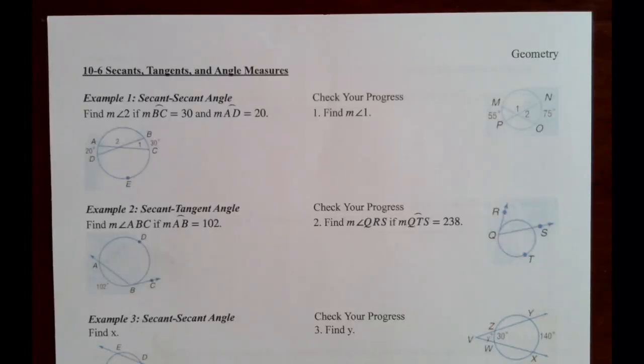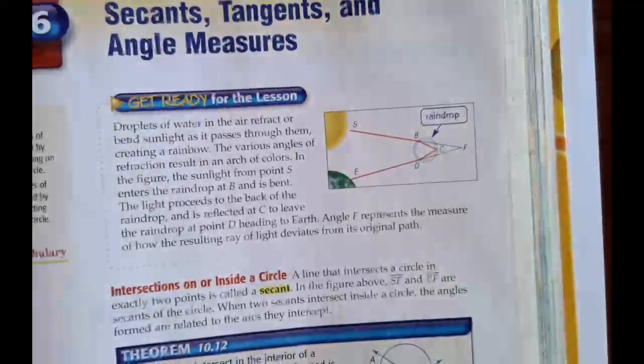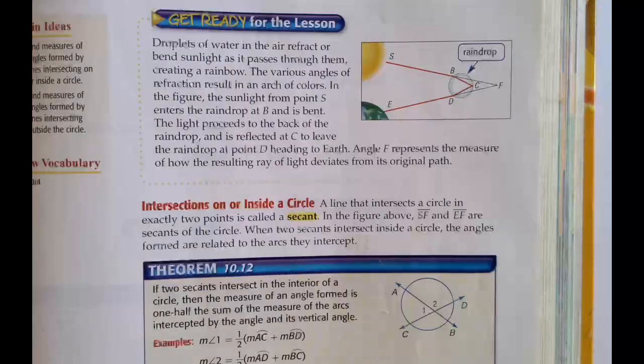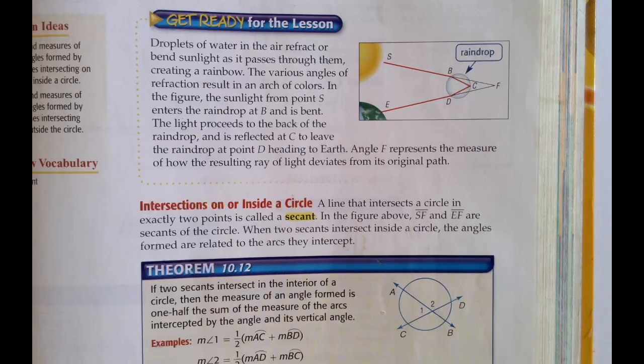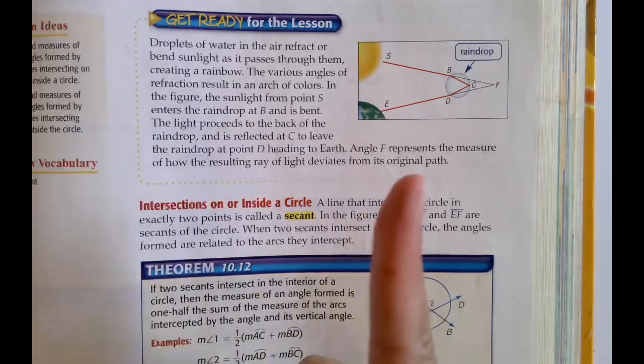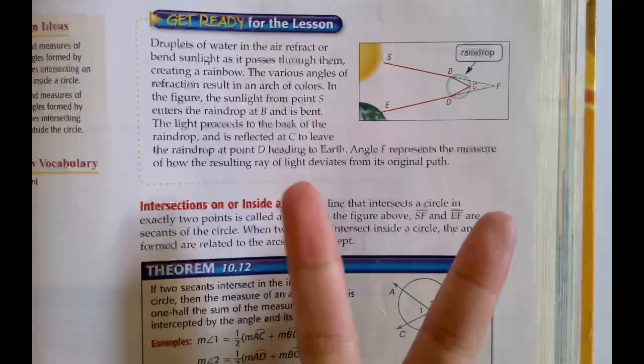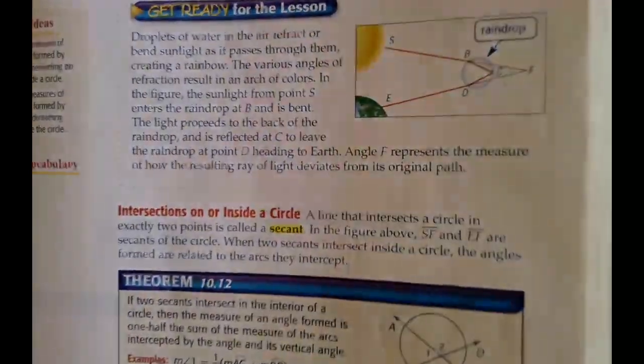Hi guys, so today we're going to be talking about secants, tangents, and angle measures. Before we get started with our first example, let's define what a secant is. If you've done trig before, you might have heard the word secant, however this one means something different. A secant is a line that intersects a circle in exactly 2 points. A tangent only touches it in exactly 1 point. A secant touches it in exactly 2 points. So there you go.